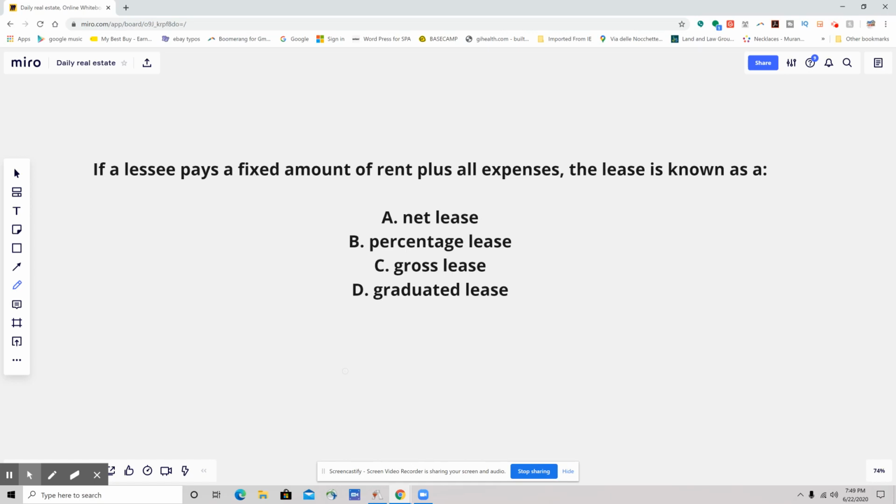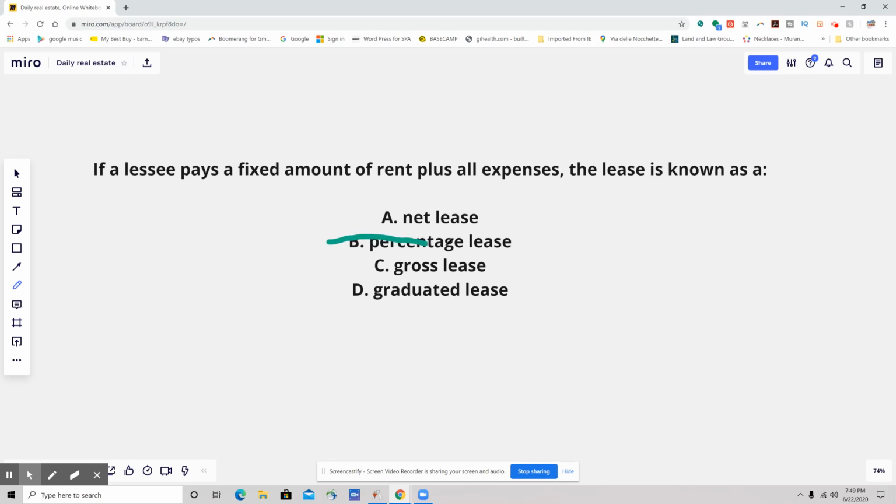So, question reads as follows: if a lessee pays a fixed amount of rent plus all the expenses, the lease is known as A, a net lease, B, a percentage lease, C, a gross lease, D, a graduated lease. So let's knock out a couple ones that we know are going to be wrong.